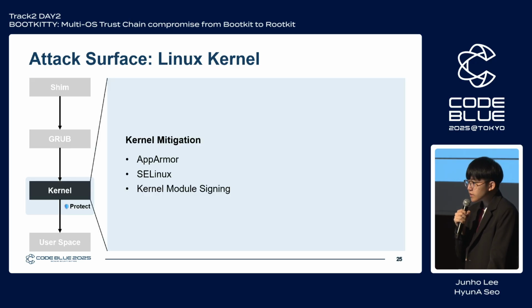Several security mitigations are applied to protect the kernel. Common examples include AppArmor, SELinux, and kernel module signing. Among these, kernel module signing serves to verify the signature of kernel modules. Therefore, it is necessary to bypass this verification process in order to load a rootkit.